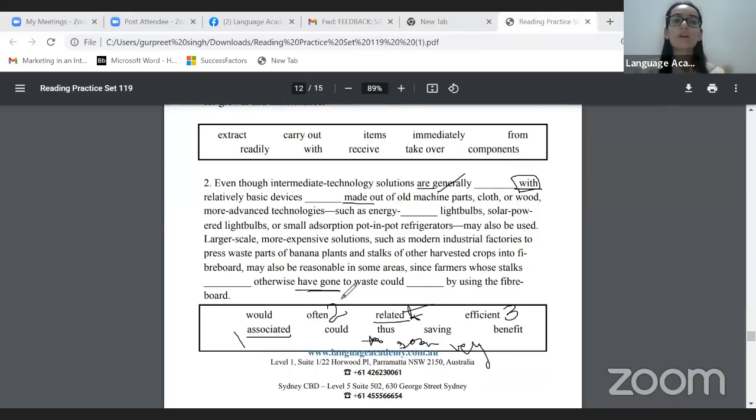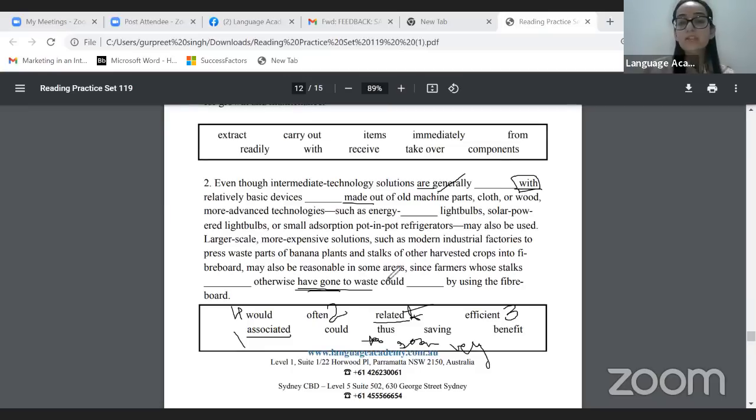Otherwise have gone means this thing did not go there. If the next mentioned thing has not happened, then there was no choice. So here the answer is farmers whose stalks would have gone. "Would" means it's not a possibility. Some of you have selected "could" here. "Could" means possibility. When you say "otherwise", the writing style means you don't have a choice. This was the only thing going to happen otherwise. So farmers whose stalks would otherwise have gone to waste means they did not have a choice. They have to throw them to waste.